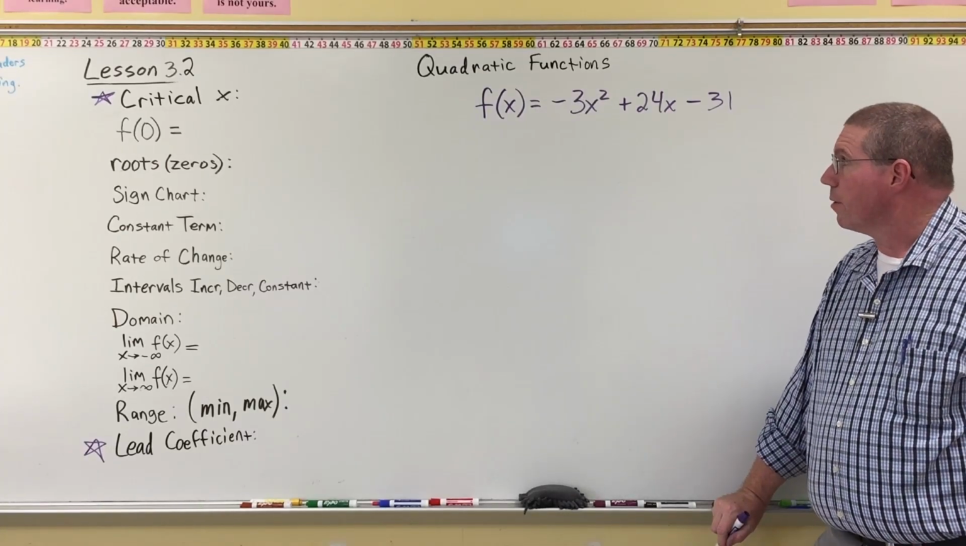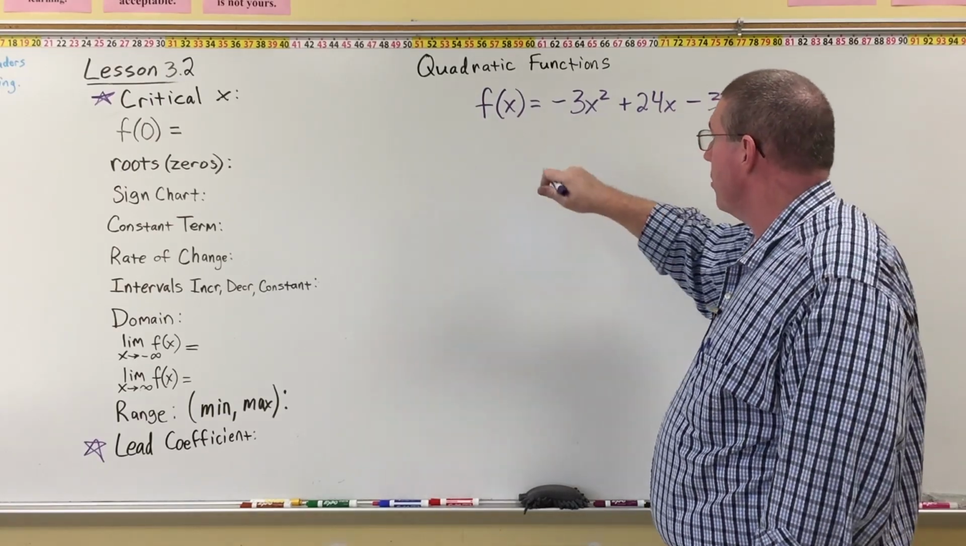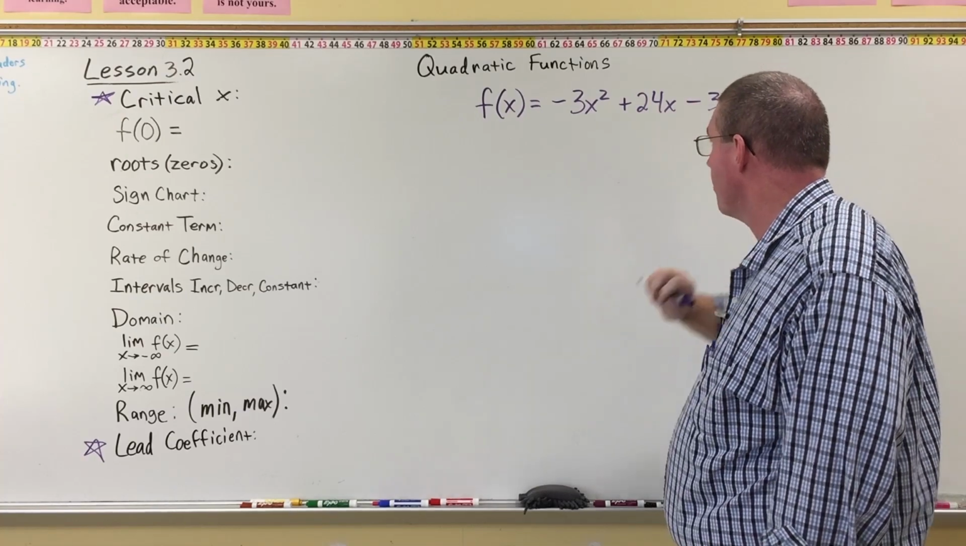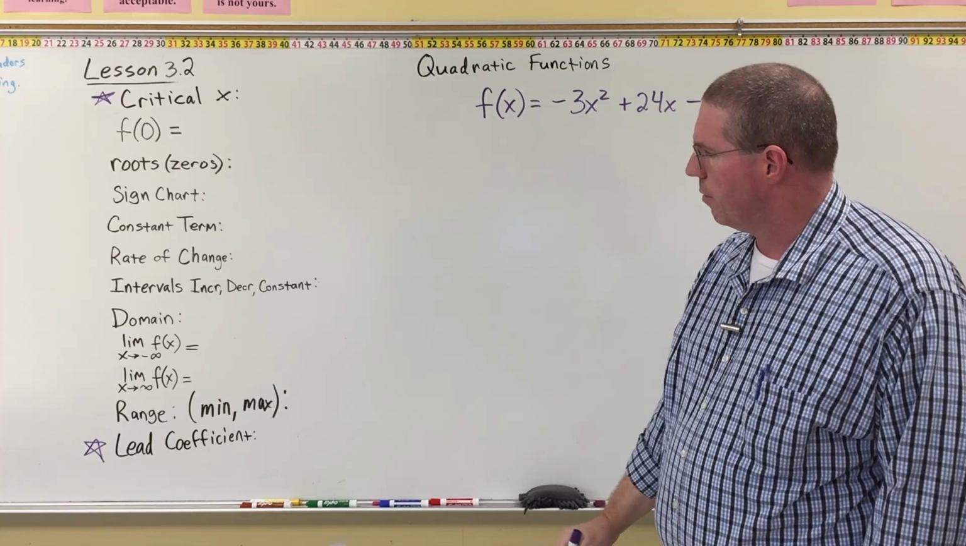Okay, so here's another example. This is a quadratic function. f of x is equal to negative 3x squared plus 24x minus 31. So let's run through some of these. We may not do them in the regular order.